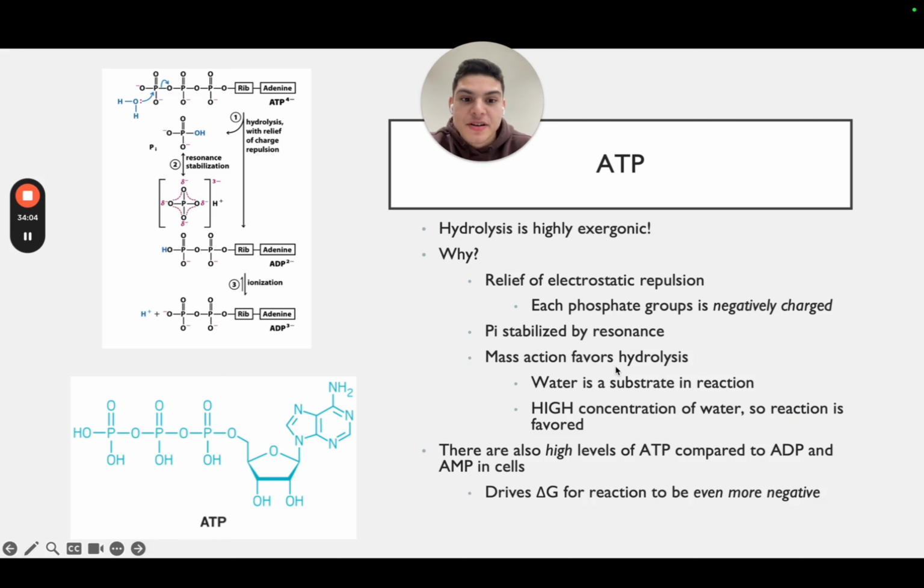And then also, mass action favors hydrolysis. What this just means is water is a substrate in the reaction, and a high concentration of water will push the reaction towards the products. It won't push it towards the reactants. It'll make it move the direction it needs to. That is ATP hydrolysis. And then there are also high levels of ATP compared to ADP and AMP in the cells. And this is exactly why delta G for the reaction is even more negative: in delta G naught, the standard conditions, we're assuming they're equal, or there's something special that keeps them equal. It's basically not what's found in the cell. But in the cell, we know that ATP is at a much higher concentration, and so it just drives the reaction towards the products. So something to consider as well.